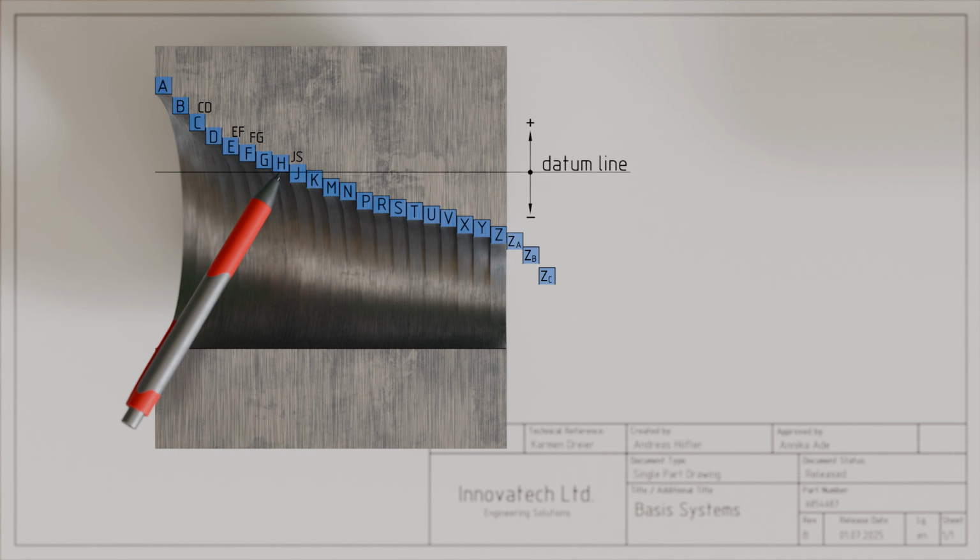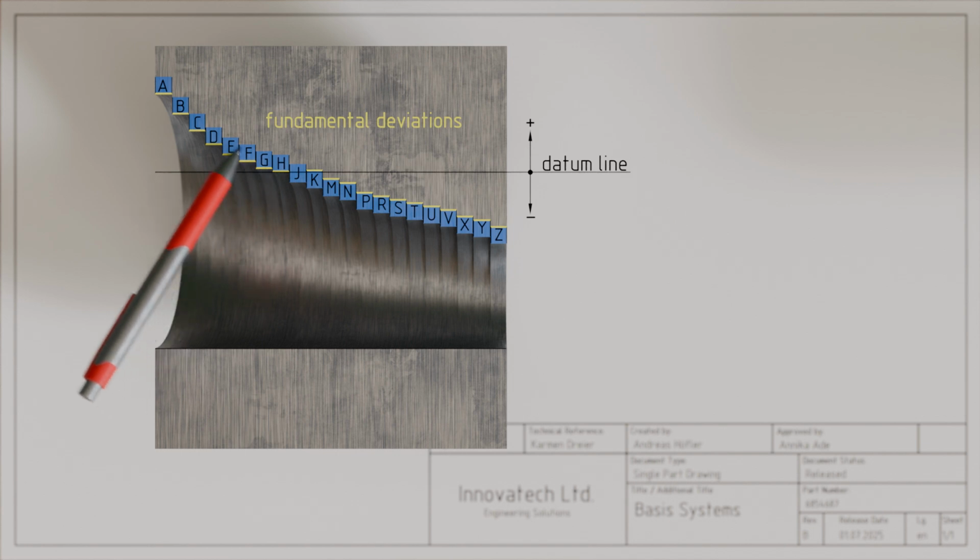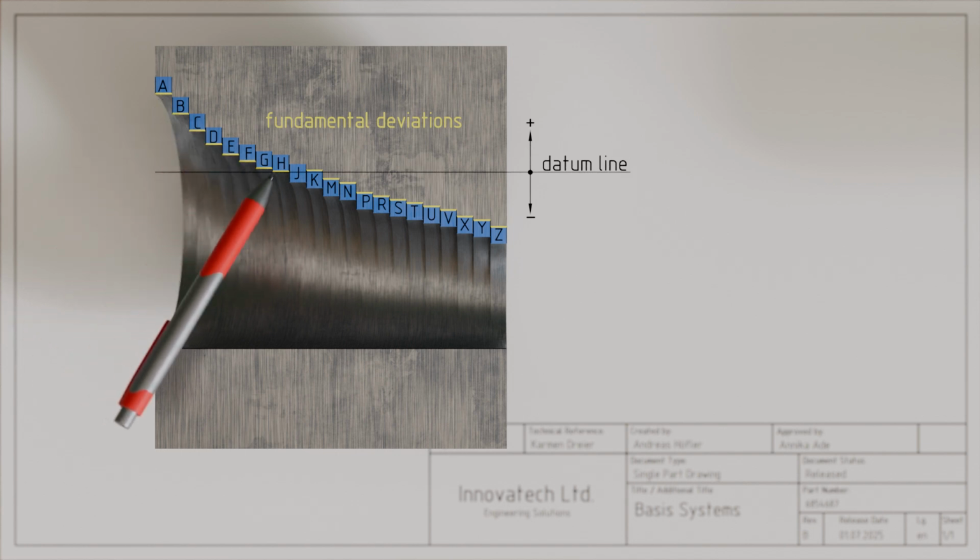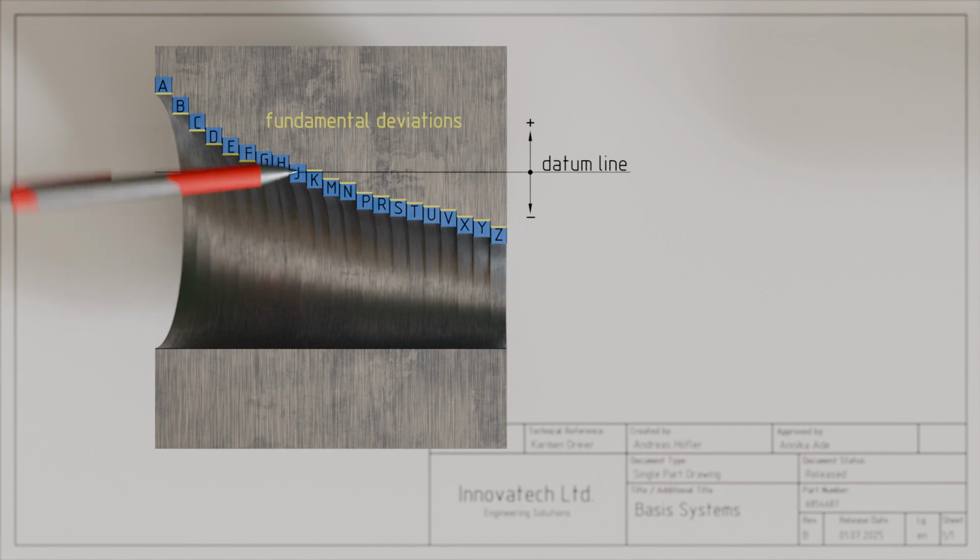For now, we will focus on the specified fundamental deviations. It is important to note that these letters actually represent specific numerical values. The fundamental deviation is generally defined as the deviation closest to the datum line. For the tolerance zones A to H of holes, the fundamental deviation corresponds to the lower deviation. For the tolerance zones K to Z, the upper deviation is the fundamental deviation. The tolerance zone J is a special case, and depending on the nominal size can have either the upper or the lower deviation as the fundamental deviation.